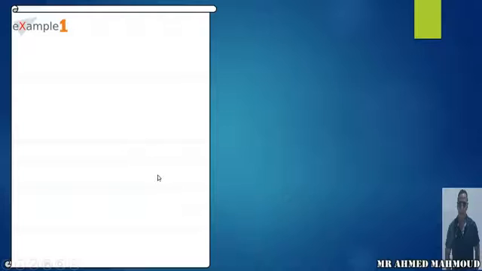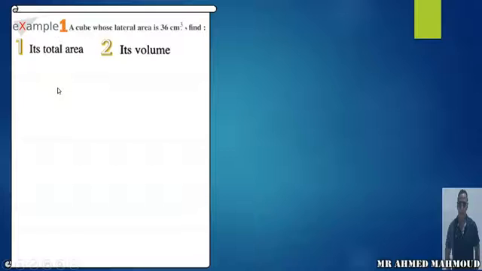Example 1: a cube whose lateral area is 36 centimeter square. We saw before that the lateral area equals 4 times s power of 2. Now we need to find what? Number 1, the total area of the cube. Number 2, its volume. First, we start with the given. The given here is 36, which is the lateral area.